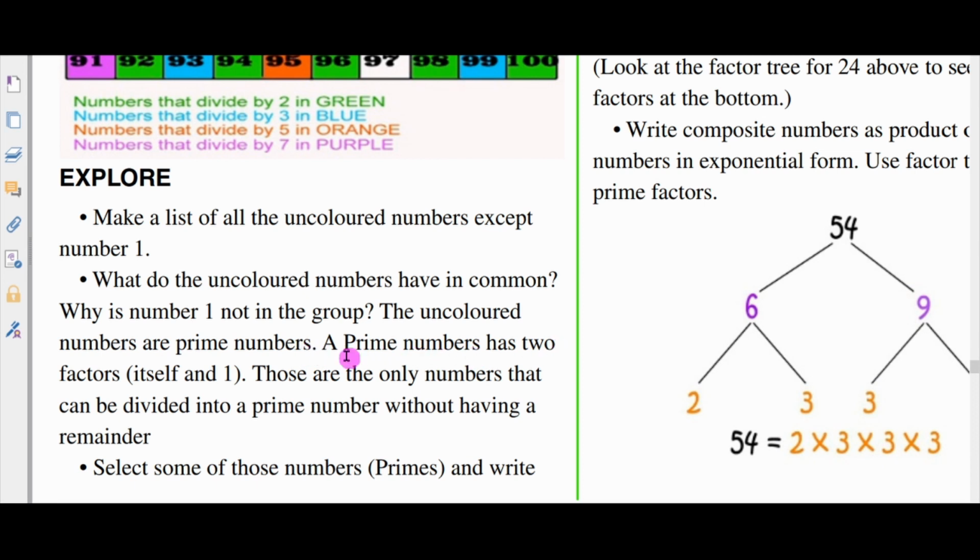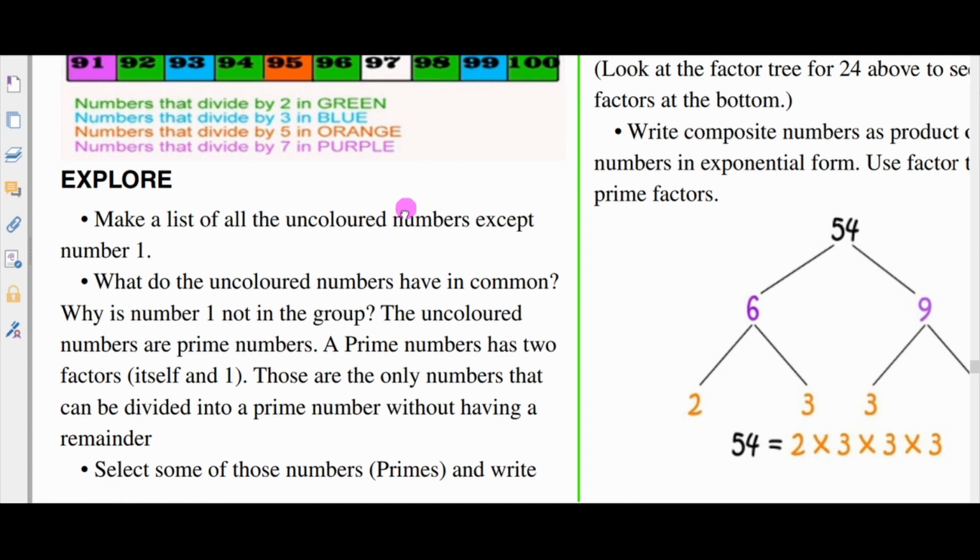Now, a prime number has two factors, only itself and 1. So that is what they have in common. All of these numbers have this fact in common, that they only have two factors, itself and 1. Those are the only numbers that can be divided into a prime number without leaving a remainder. So once you can divide that number or any number by something other than 1 and itself, then we know it cannot be called a prime number, because the rule is a prime number must be divided by itself and 1.